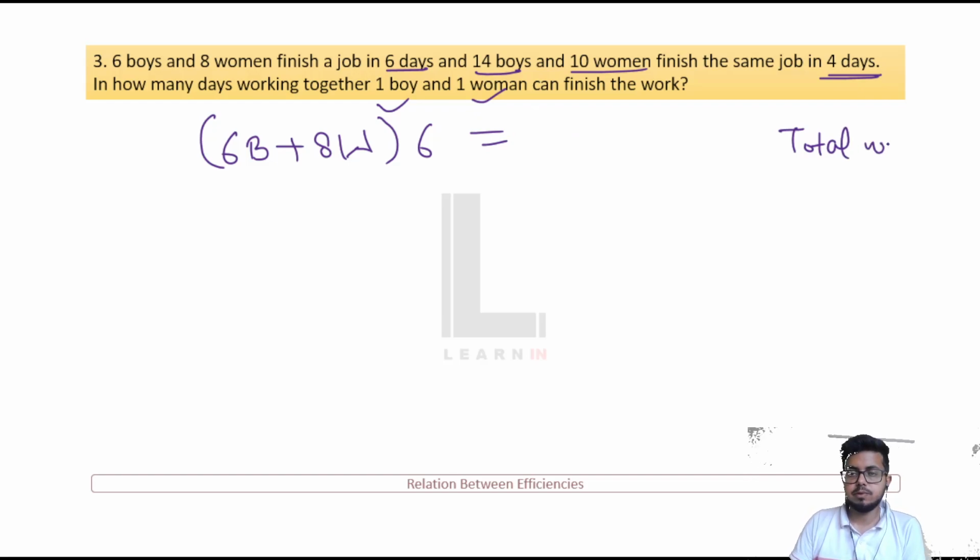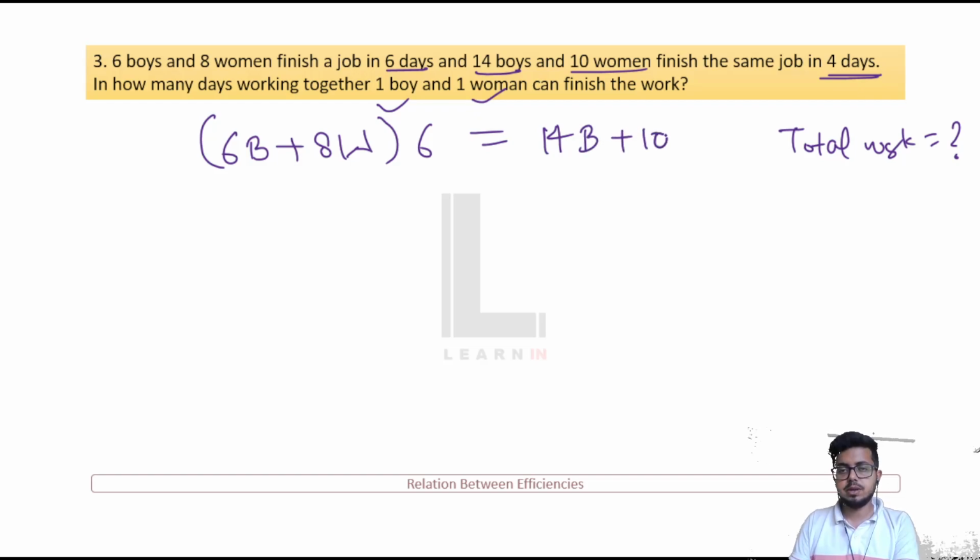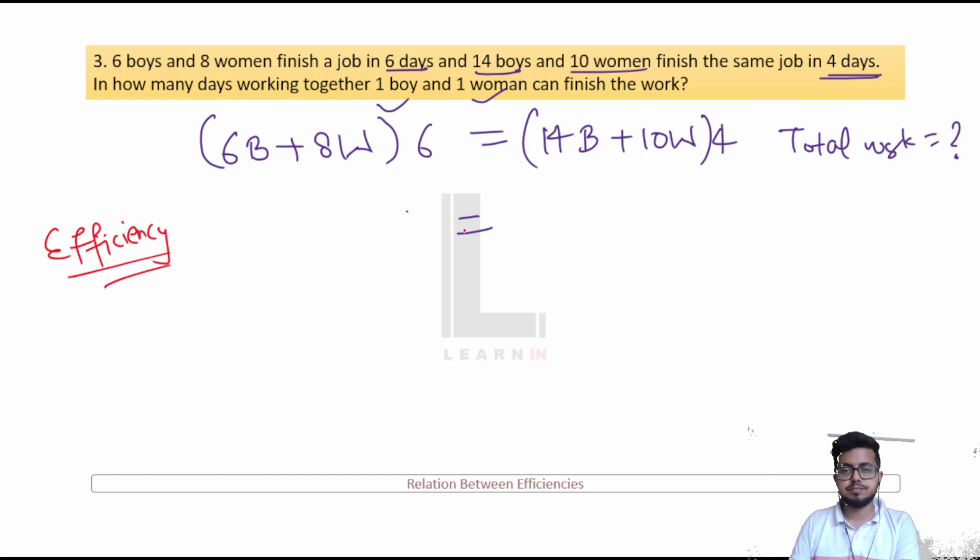So we have to find the total work first. This is the third type of question, total work first. We do not know it right now. Now 14 boys plus 10 women are given, and in 4 days they would be doing the work. Now we have both the days. So what do we need to find? As discussed in the last slide, efficiency needs to be found, right? Now let us find the efficiencies.